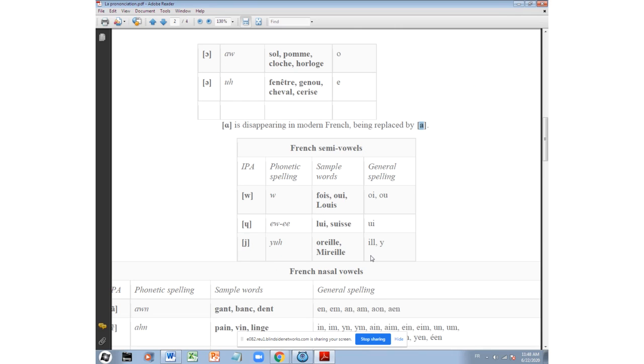Then, attention, when you have got I before double L, the sound is like we say E long, double E. So we say those words, we say oreille, we say mireille, oreille, mireille.